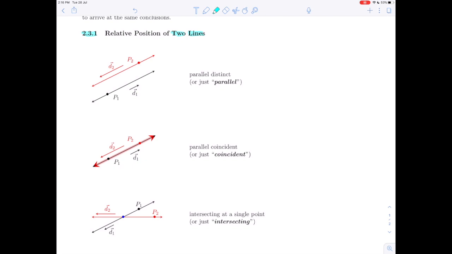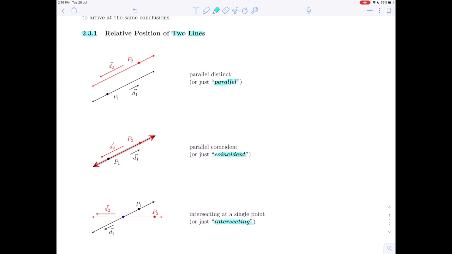So first of all, two lines can be parallel distinct, or just parallel is what we tend to say in this case. And parallel lines, of course, as you know, are lines that never intersect. Two lines can be parallel coincident, or we will just say coincident. And those lines are lines that actually occupy exactly the same set of points. So they intersect at all their points. And the third case that I expect that you are familiar with is when two lines are intersecting at a single point, and we will just call those intersecting lines.